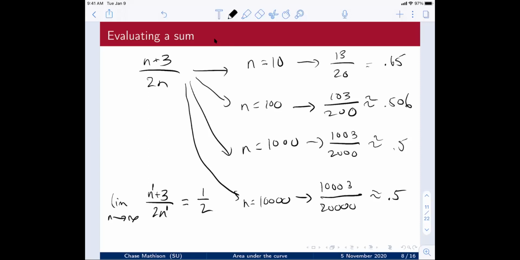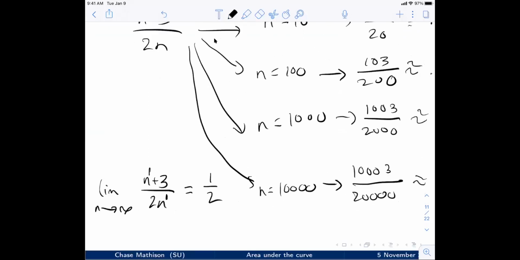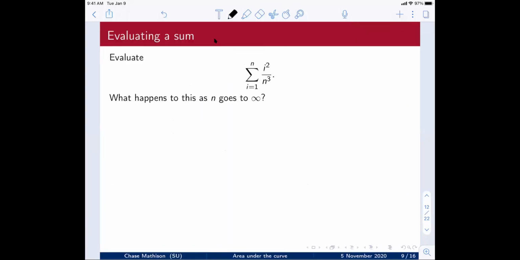Okay. Why did n have an exponent of 1? Because it's just n. N is just n to the first. Okay. All right, let's look at another sum. The sum i equals 1 to n of i squared over n cubed.